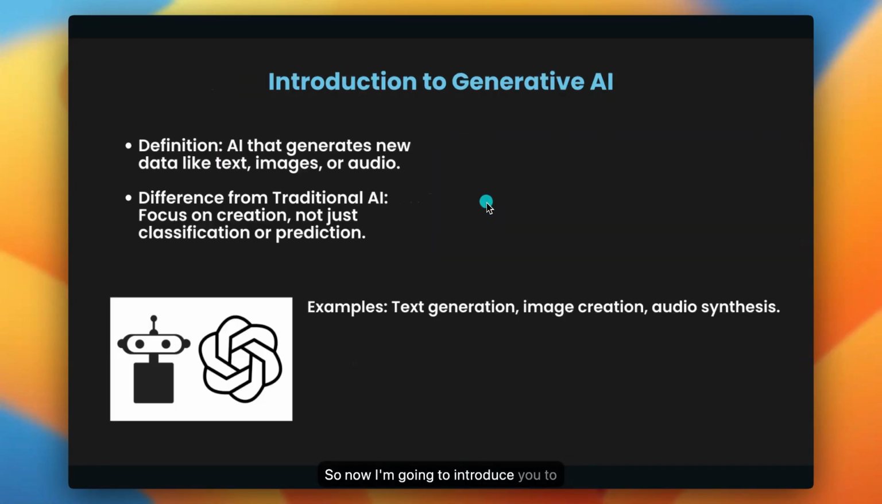So now I'm going to introduce you to generative AI. So let's focus on that for now. Generative AI refers to algorithms that can generate new content such as text, images, audio that is similar to the data they were trained on. Unlike traditional AI models that predict or classify input data, generative models create new data instances. So that's what ChatGPT or other LLMs such as Claude, Llama are all about.